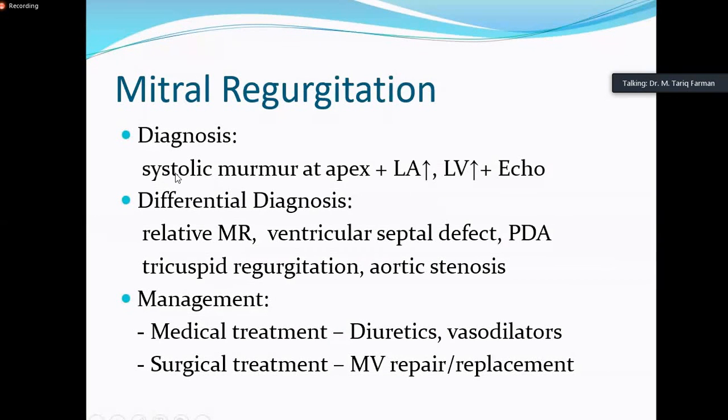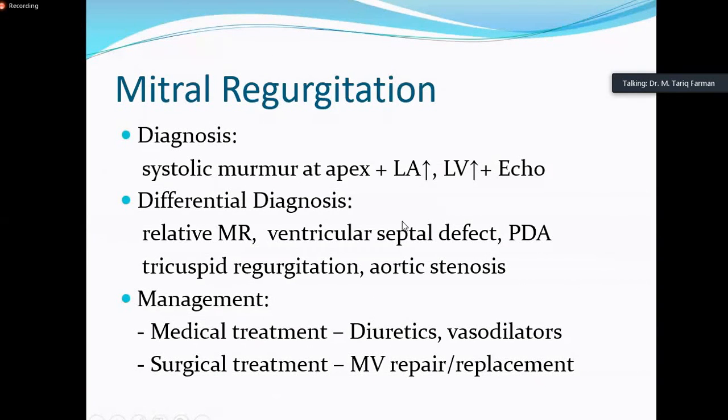So how can you diagnose systolic murmur at apex? And again, there is a differential diagnosis. Ventricular septal defect: in ventricular septal defect, there is a systolic murmur over the left parietal area. In PDA, there is systolic as well as diastolic murmur. Tricuspid regurgitation: systolic murmur at the left lower sternal border. And in aortic stenosis, there is ejection systolic murmur.